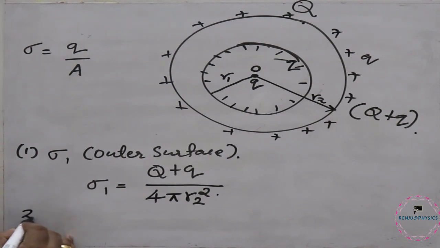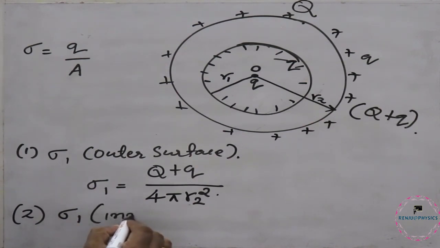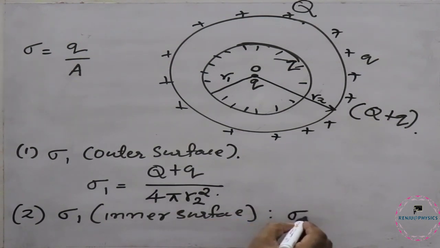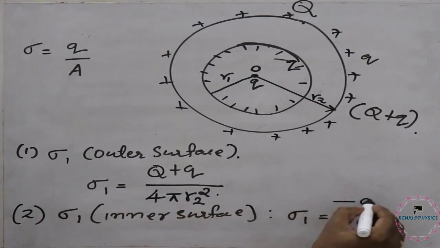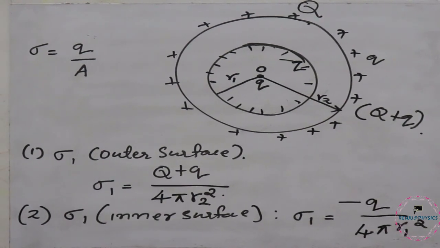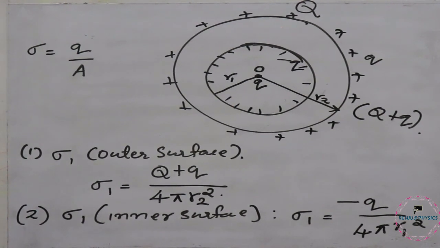Next we have to find the surface charge density of the inner surface, which we consider to be sigma 1. Sigma 1 is the charge density of the inner surface. It is given by sigma 1 equal to the charge enclosed by the inner surface, which is minus q, divided by the area. What is the radius of the inner surface? It will be r1, so the area is 4 pi r1 square. So these are the surface densities on the inner and outer surface of the spherical shell. That is the first question.